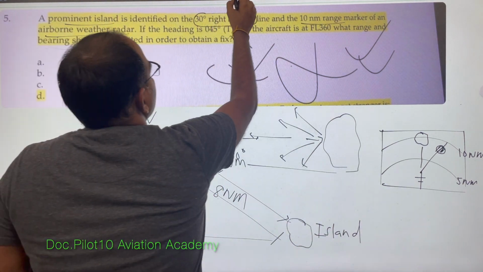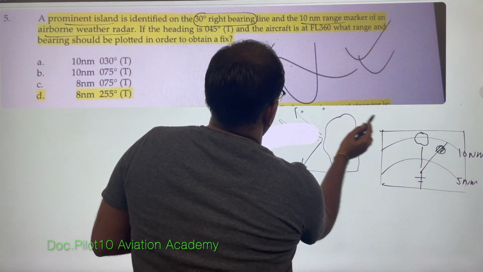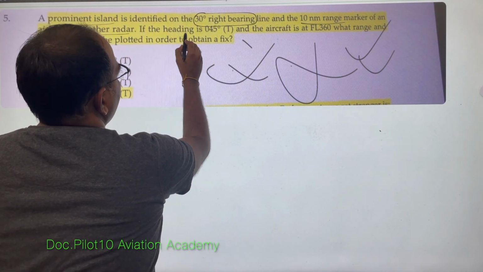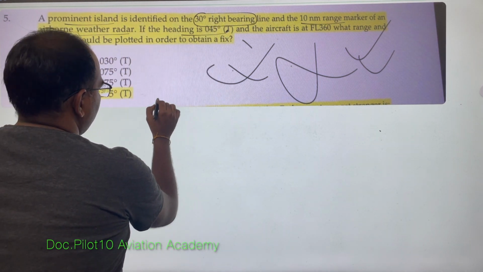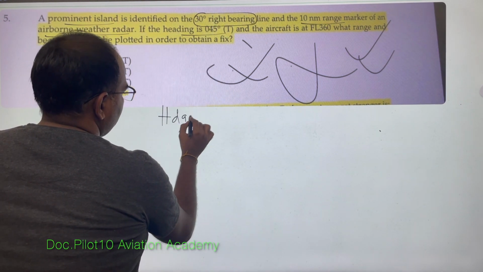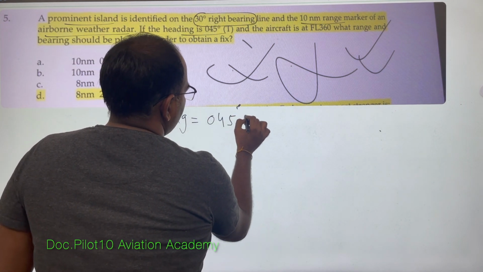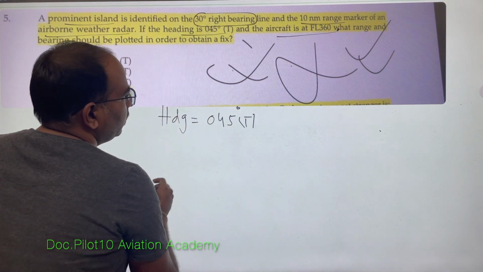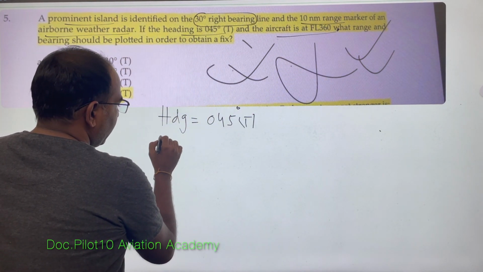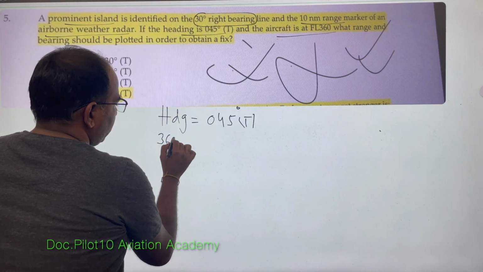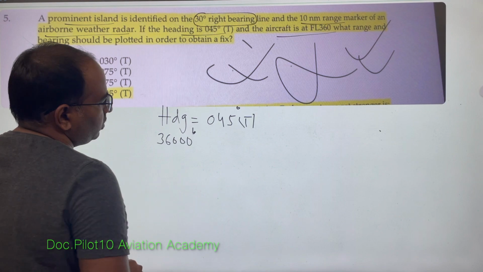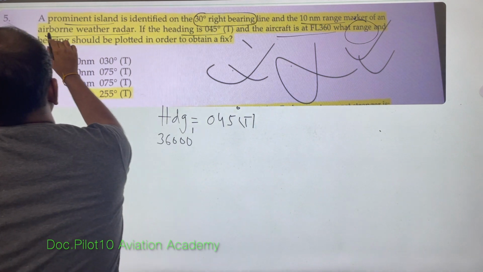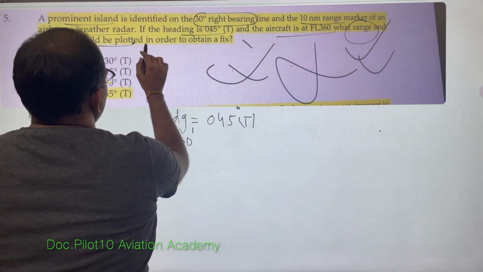Next, if the heading of the aircraft is 045 degrees true. So, what is the heading of the aircraft? Heading is equal to 045 degrees true, correct. We will write it down. And the aircraft is at flight level 360. That means the aircraft is flying at a height of 36,000 feet, correct.